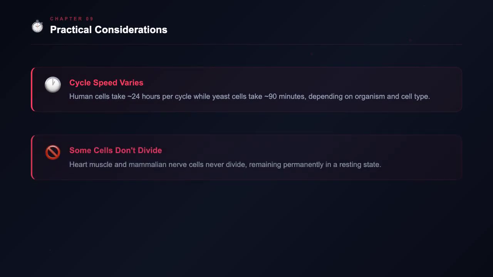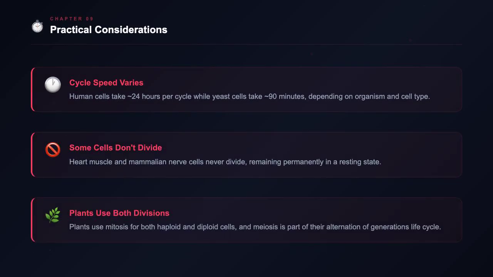Cell cycles move at different speeds. Human cells take about 24 hours to complete one cycle. Yeast cells take roughly 90 minutes. The duration depends on the organism and cell type. Some cells, like heart muscle cells in animals and nerve cells in mammals, never divide and stay in a resting state. When division happens, mitosis reproduces somatic cells.